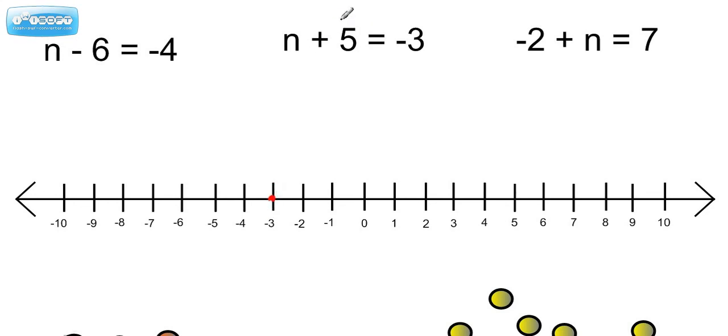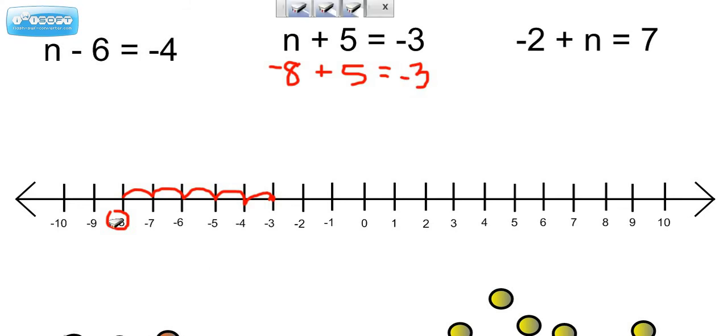What's the opposite of go right 5? Isn't it go left 5? So let's take a look. If we go left 5, 1, 2, 3, 4, 5 to the left, we're at a negative 8. So let's try that. If we're at negative 8 and we go right 5, do we land at a negative 3?